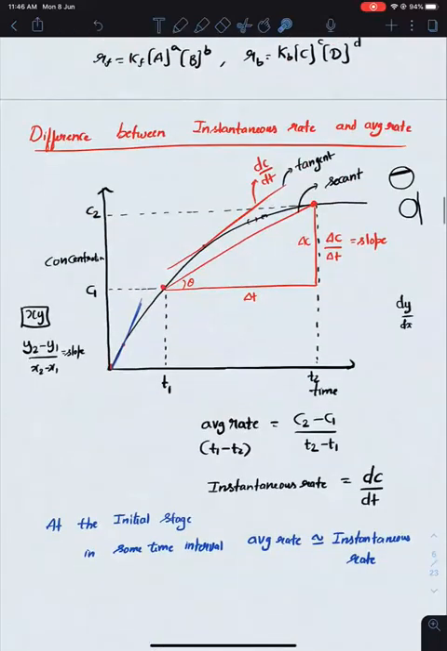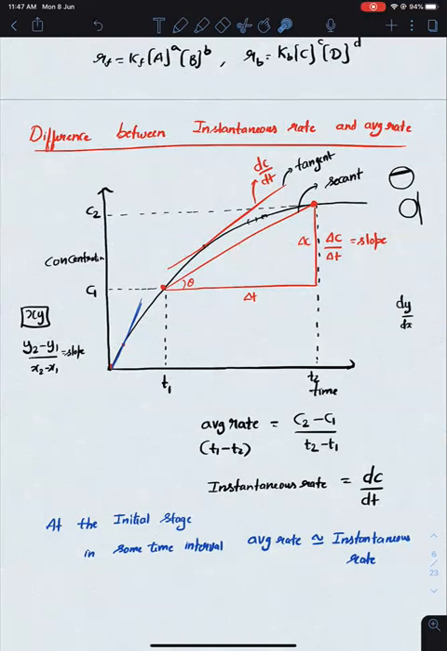After that, we interpreted the difference between instantaneous rate and average rate graphically. The average rate is nothing but total change in concentration upon total time, which is delta C upon delta T. So if you draw a line joining these two points, the slope of this line is nothing but delta C by delta T. So the slope of the secant joining any two points gives you the average rate. The instantaneous rate is dC upon dt, so it is the slope of the tangent drawn at a given point.